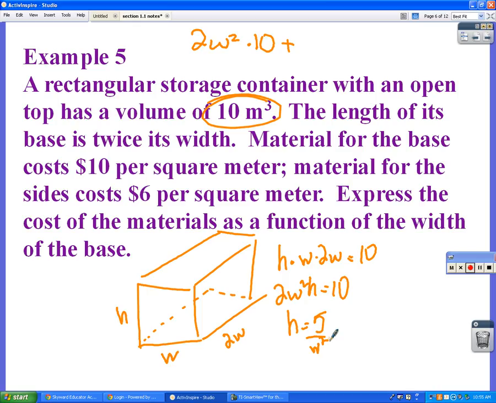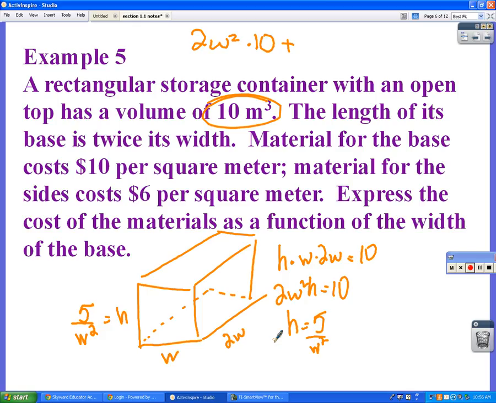All right, so I apologize, we should have done this a while ago. We're not going to use h for the height, we're going to use 5 over w squared. Okay, so we're back on track now. Everybody know what's going on? The area of the base is W times 2W, which is 2W squared. That costs us $10 per square meter. Material for the sides costs $6 per square meter, so that's going to be a little bit more fun. How do we find the area of the sides?